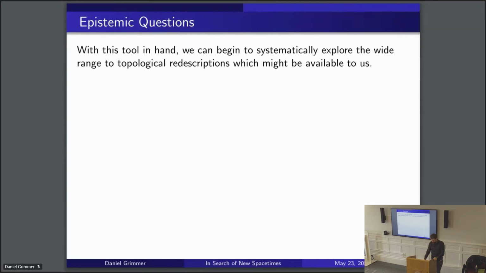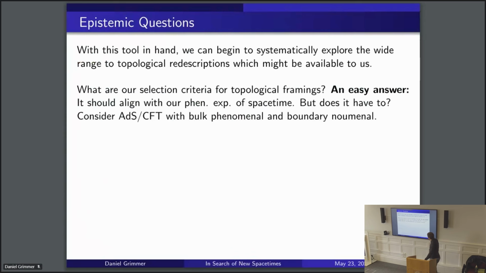But what epistemic questions come up from all of this? We can try and explore more systematically the range of topological redescriptions that are available to us, and we can focus in on what the selection criteria are, given all these possible ways of topologically framing our theories. Which one do we actually go with and why? What's our selection criteria for these things?